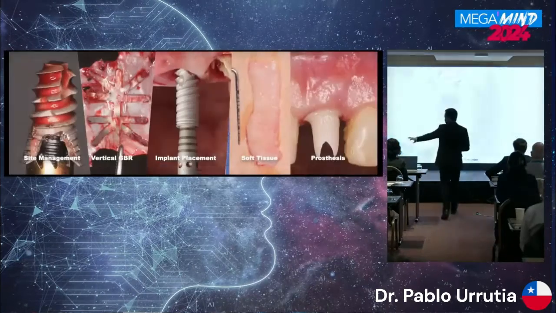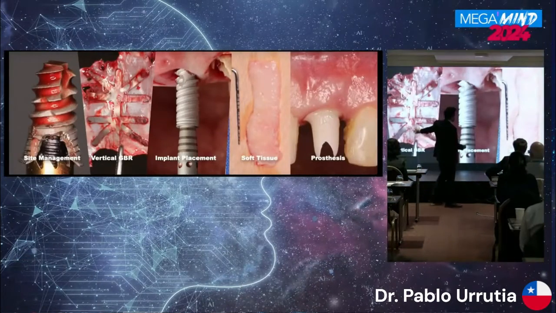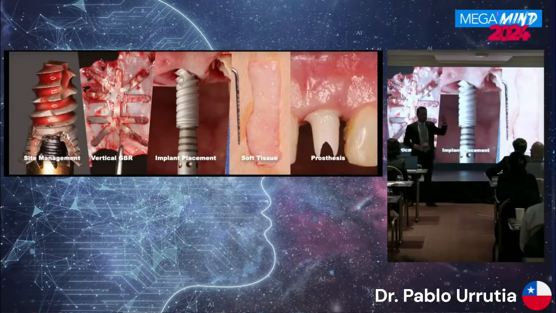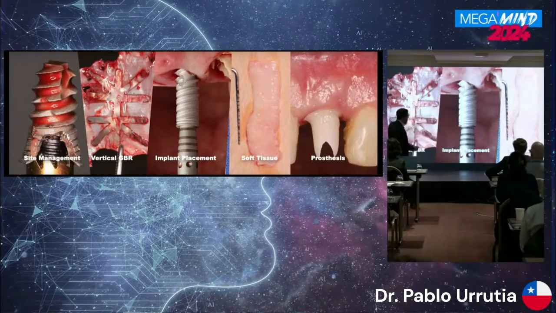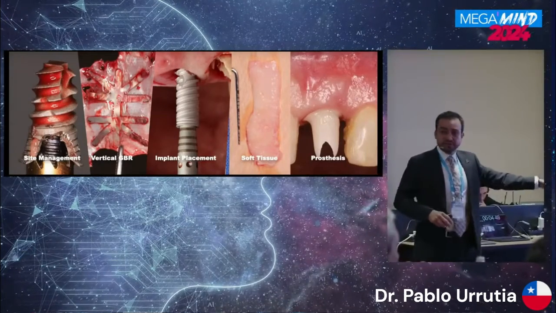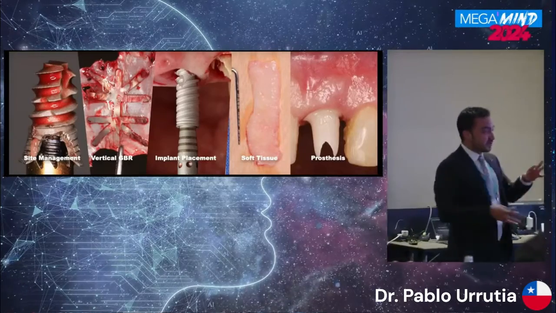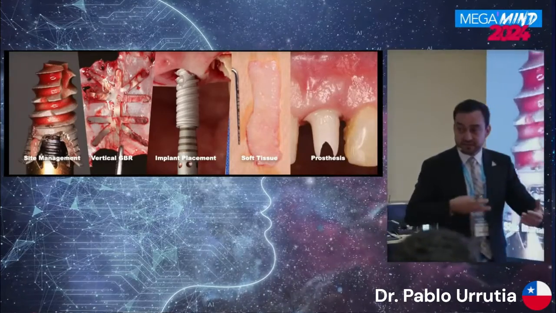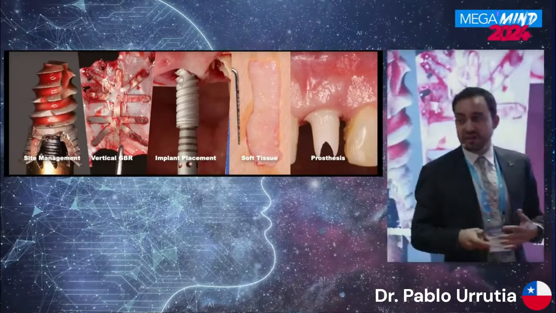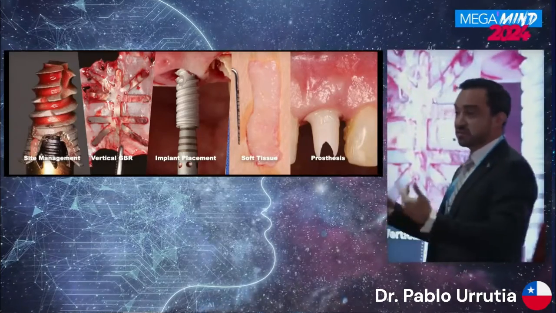Okay, 10 minutes. This is what I always put. This is the protocol of the periodontal plastic surgery staged approach. We need to prepare the patient, do the immediate gingival restoration, maybe the implant placement, the soft tissue, prosthesis, maintenance. Okay, this is how we manage the complication management, the two cases before.